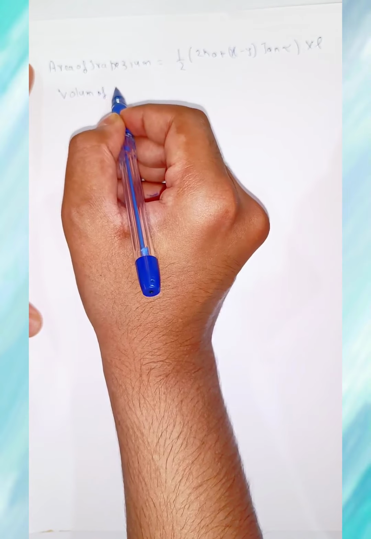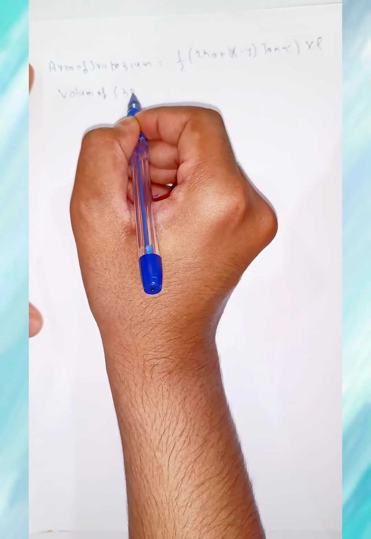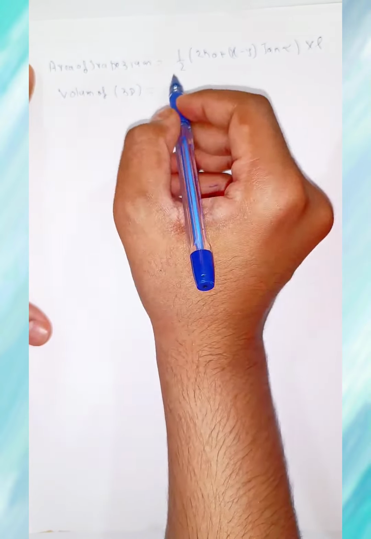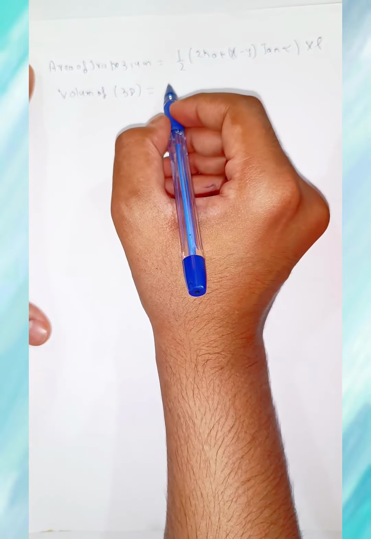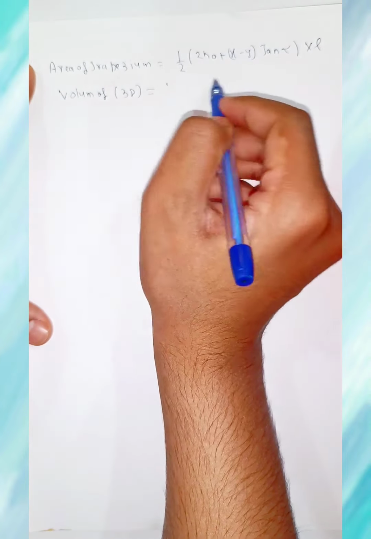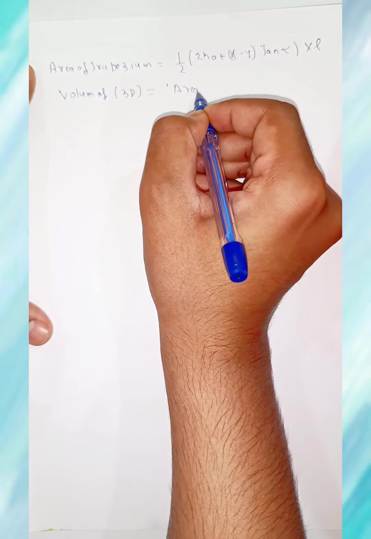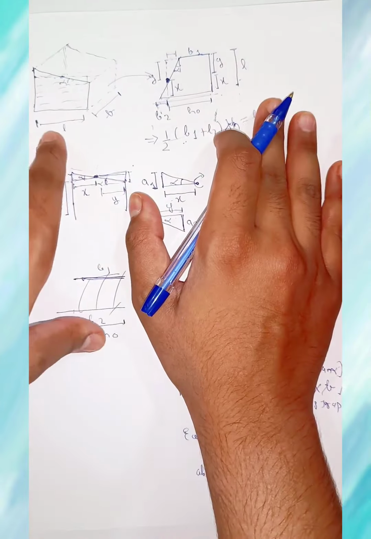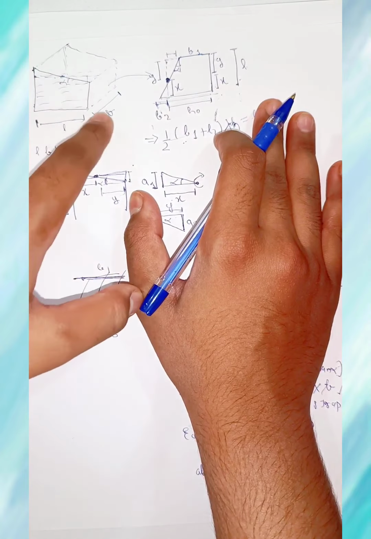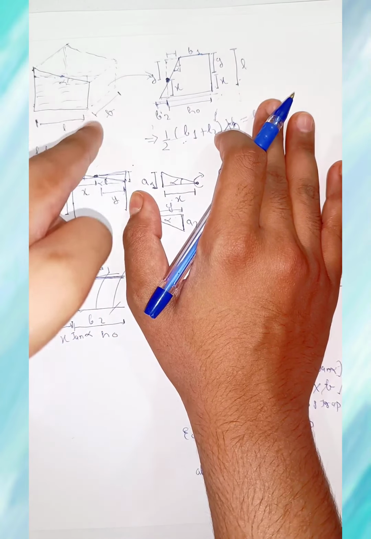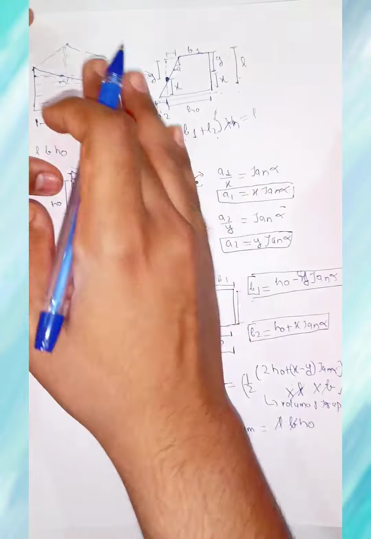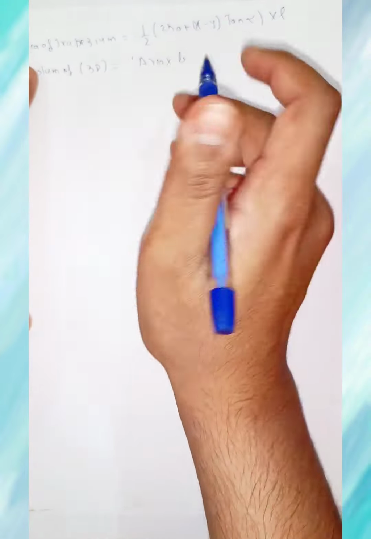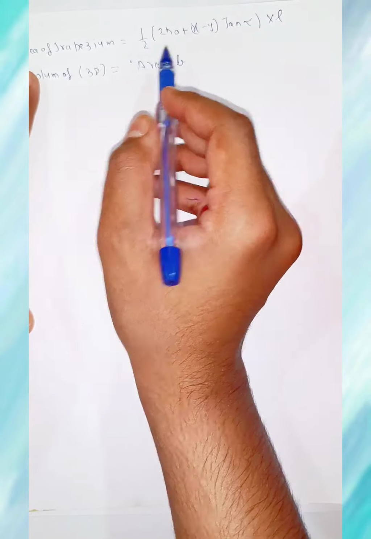And the volume of the trapezoid, the 3D part of a trapezium is called a trapezoid. So the volume of the 3D figure will be this area multiplied by b. So you can clearly see in this diagram that this area multiplied by this b gives us the volume of this figure. So area into b will be the volume of this figure.